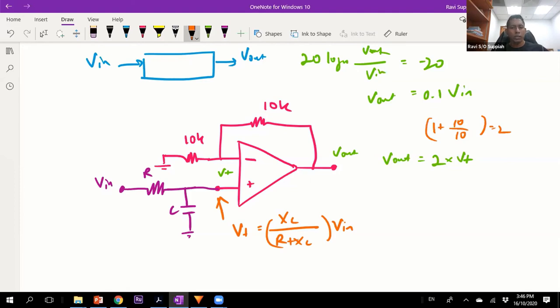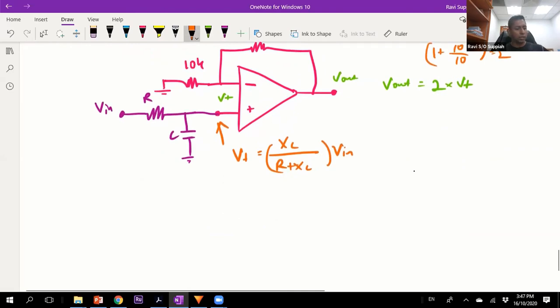Of course here we are just giving you a number 2. The question never specifically says it's 2 times or 4 times. If the question specifically mentioned you will amplify by 5 times or 10 times, then you choose the appropriate resistor values and you get that. In this case, we are just giving you a random number of 2.